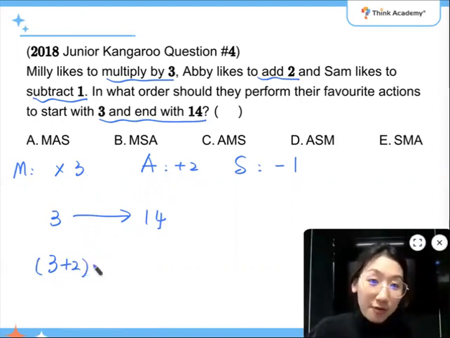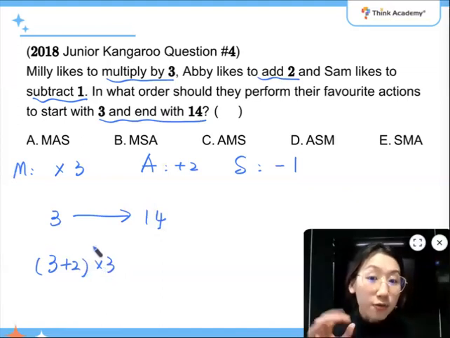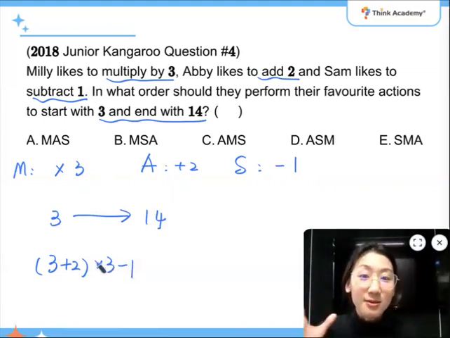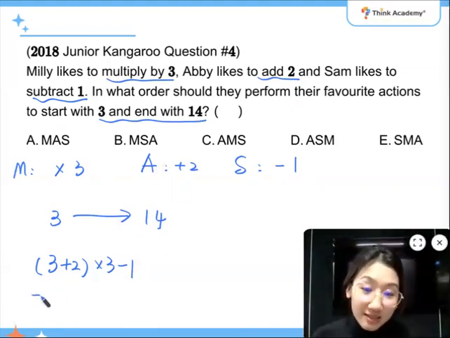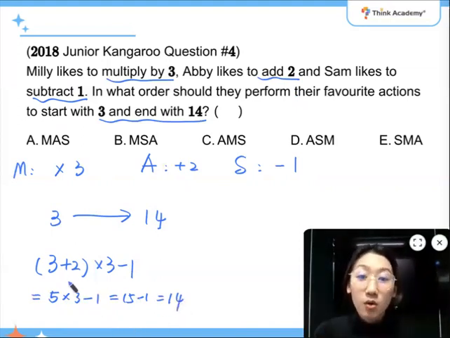After you get 5, of course, you want to make it larger by multiplying it by 3, and that's going to give you 15. And after you get 15, how do you get to 14? You just subtract 1. Then perfect, we just use all of the operations of these 3 people. So let's double check. That's going to give you 5 times 3 minus 1, that's 15 minus 1, and that is 14.